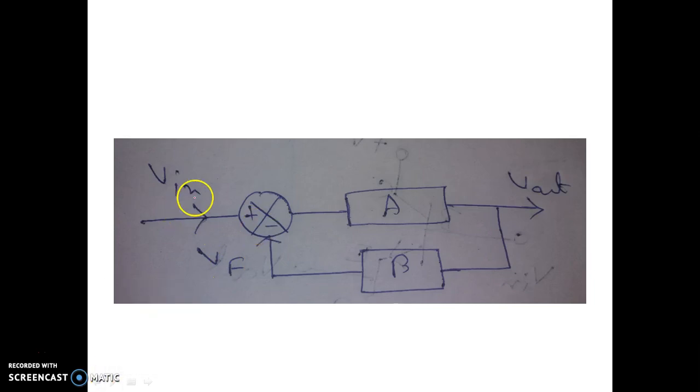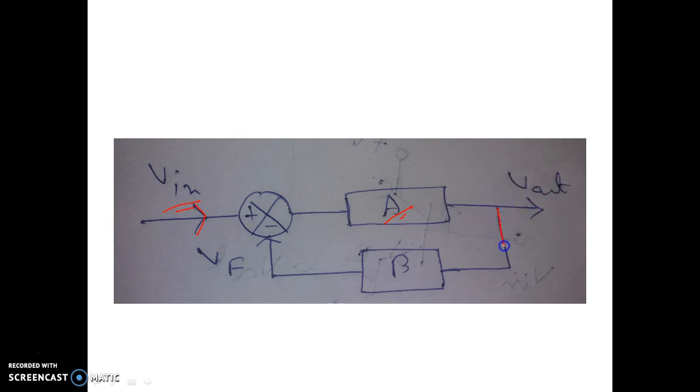Okay, let us check. See, this is one simple block diagram of a negative feedback scheme. Here this is the input voltage, the original input voltage, that is coming from, suppose in labs this voltage comes from a function generator. And this is the basic amplifier block with gain A, and this is the output voltage.